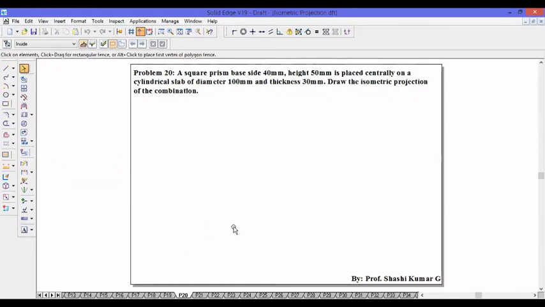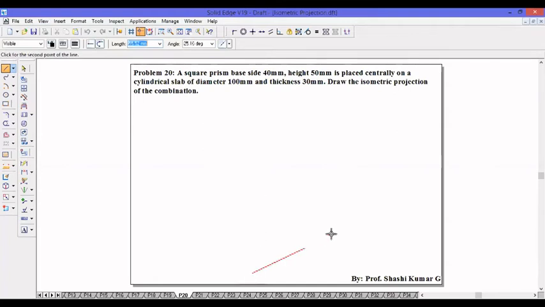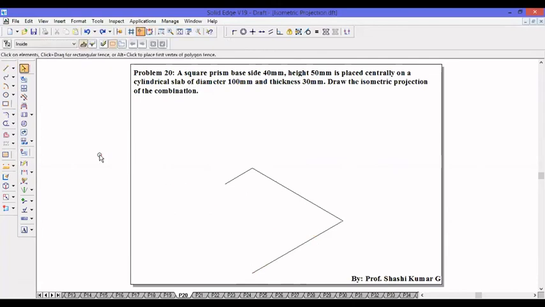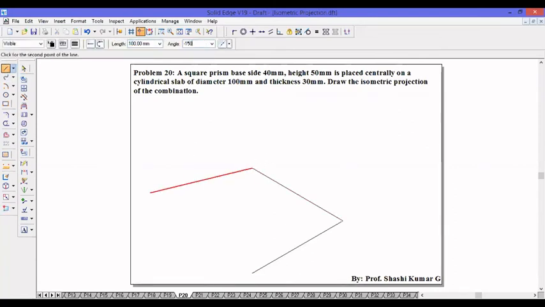The example problem number 20 is very simple. A square prism of base side 40 and height 50 is placed on a cylindrical slab of diameter 100 mm. So let us consider a cylindrical slab: 100 mm length, 100 30 degree, 100 150, 100 minus 150 and 100 minus 30. Actually we need to take 100 mm here. So this is 100 minus 150 and 100 minus 30. This is a cylindrical slab, so we need to consider an ellipse using the midpoint method.